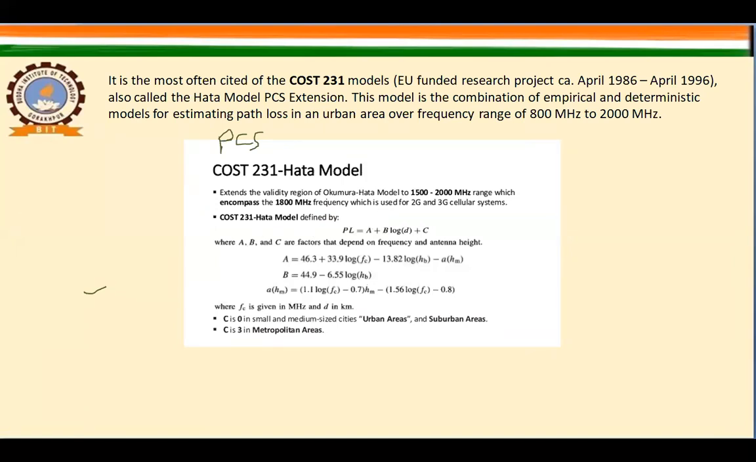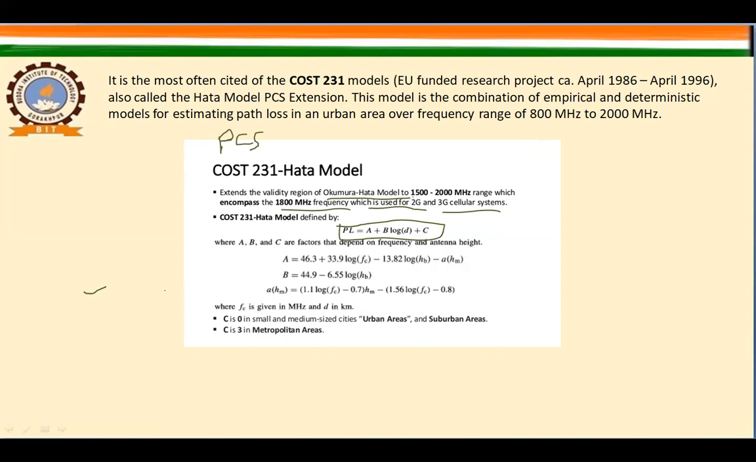The frequency range in the Okumura HATA model starts at 1500 to 2000 megahertz, but in the original it is 800 megahertz, which is used for 2G and 3G cellular systems. So the COST 231 HATA model defines path loss as A plus B log of D plus C. It is a very simple summary of that big equation.